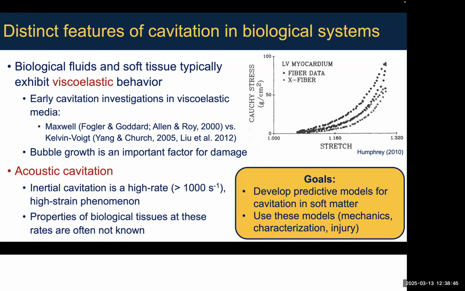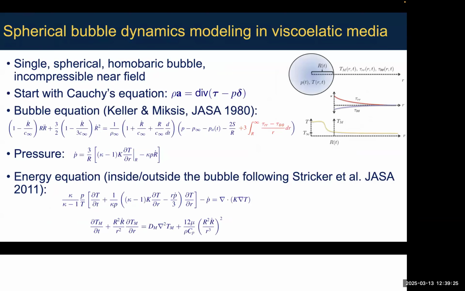That may or may not be relevant to people here. But in these applications, cavitation is a phenomenon that is quite unique in that very high rates are achieved by these oscillating bubbles. Large strains are actually achieved as well. Oftentimes, from a mechanical standpoint, the properties of biological tissues are not well characterized, especially at these rates and these deformations. And so we want to develop predictive models for cavitation in soft matter, and I'll tie this to ONR applications in just a sec, if you can bear with me.